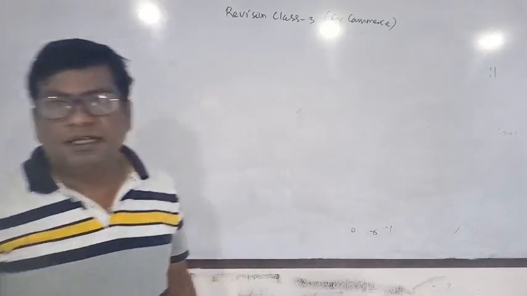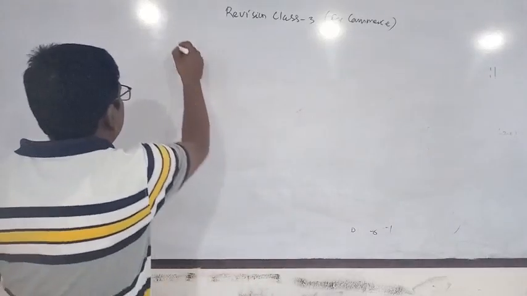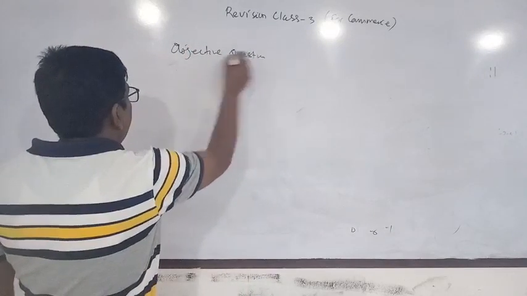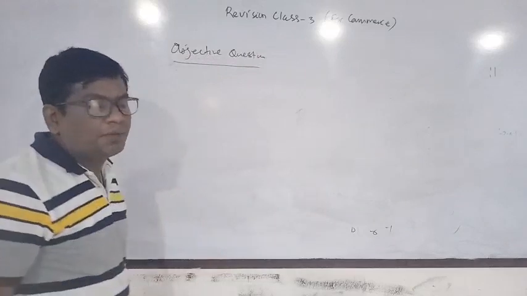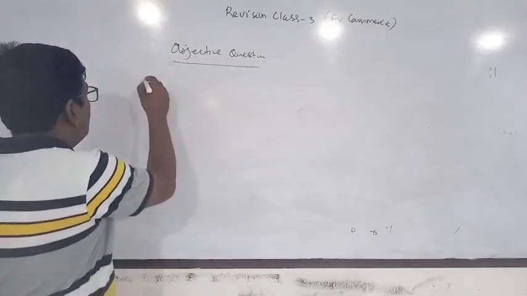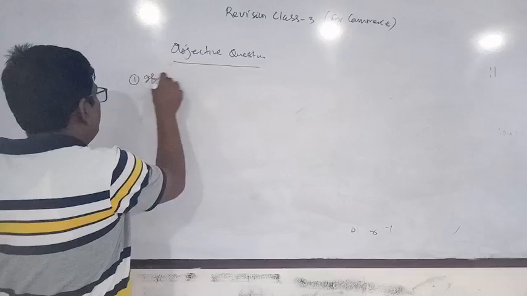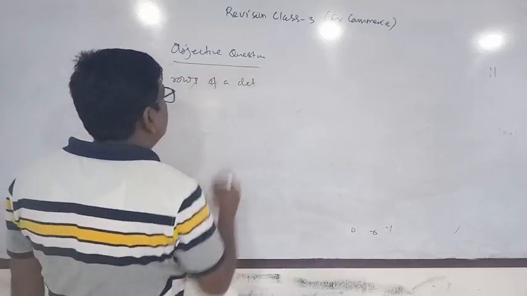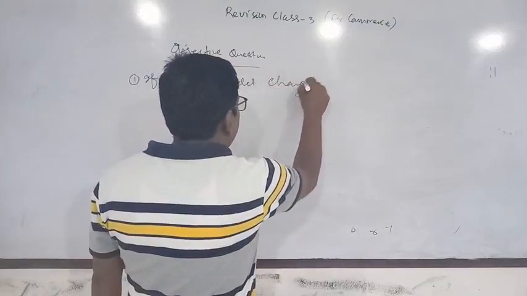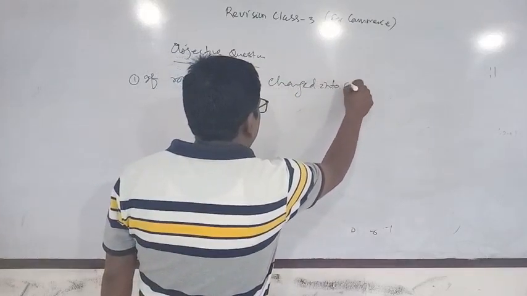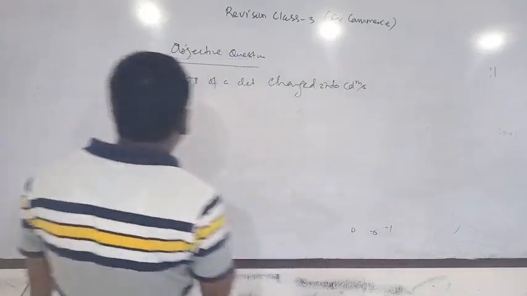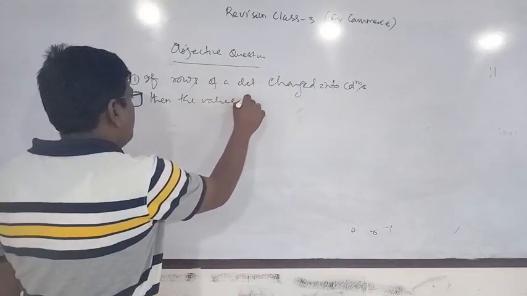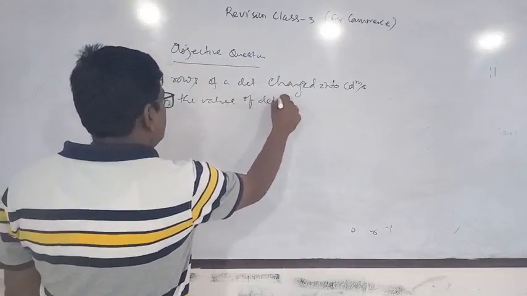All the properties are the short questions, objective type questions. Objective questions, all the properties. Question number 1: if the rows of a determinant are changed into columns, then the value of the determinant is dash. This is the question.